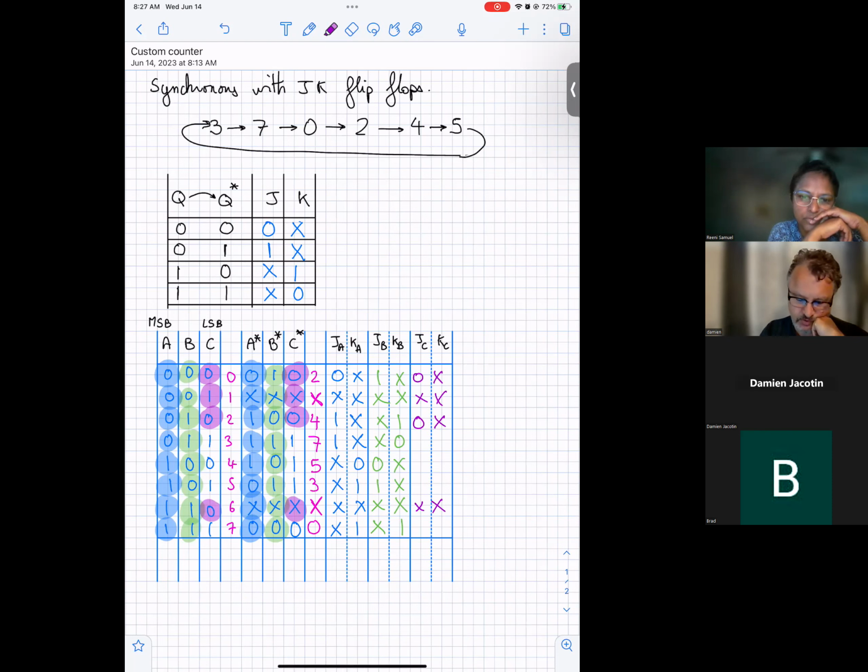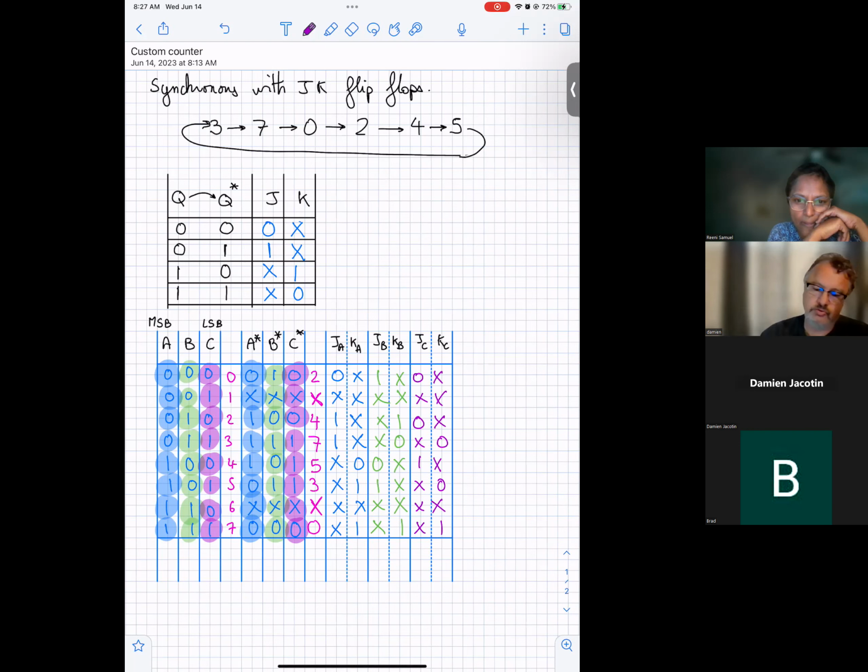Then what else do we have? We have from 1 to 1, from 1 to 1. That's from 1 to 1, it's going to be don't care 0. And then we have 0 to 1 right here. If I look at the table, 0 to 1, it's going to be 1 don't care. And the last one, we go from a 1 to a 0, which is a don't care 1. Okay. So we have our truth table.